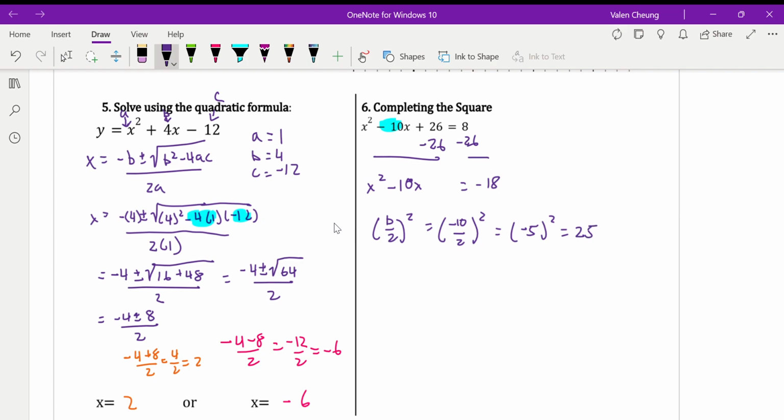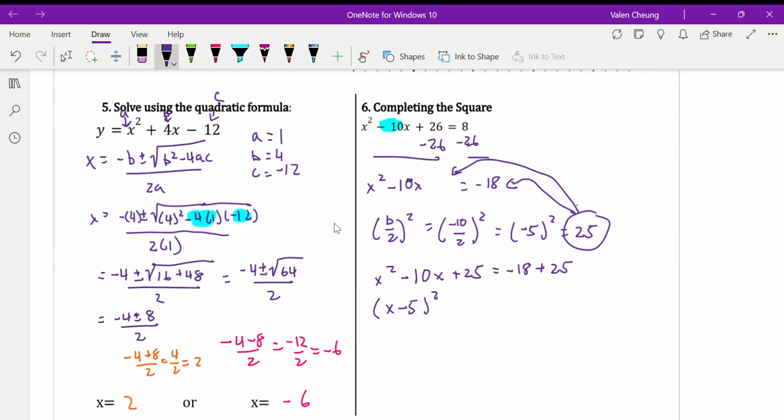Now you take this number that you found and we're going to add it to both sides. Whatever you do to one side, you must do to the other. So I'm going to rewrite it on the bottom here. x squared minus 10x plus 25 equals negative 18 plus 25. And the whole point of this was to create a perfect square trinomial. So on the left, you're going to have x minus 5 to the power of 2.